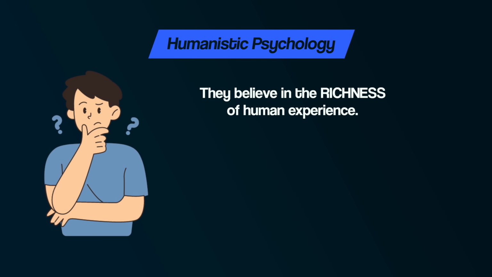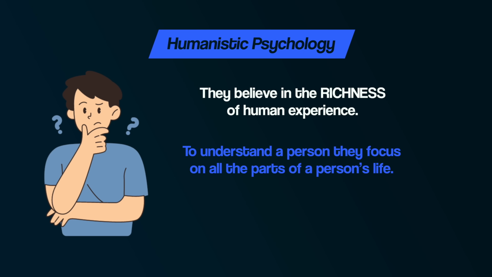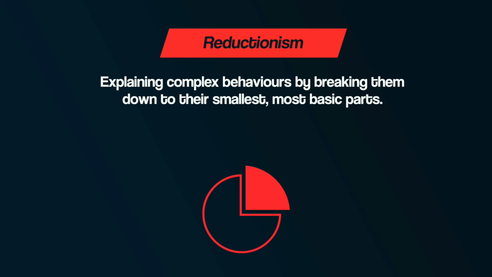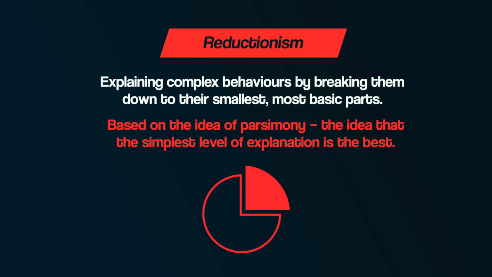Humanistic psychologists believe in the richness of human experience, and so to understand a person, they focused on all the parts of a person's life. To explain human behavior in a reductionist way, for them, would be to dehumanize a person, to view them as less than the complete human being that they are. In contrast, reductionism aims to explain behavior by breaking it down into simpler, smaller components. This approach, based on the principle of parsimony, suggests that the simplest explanation is often the best.